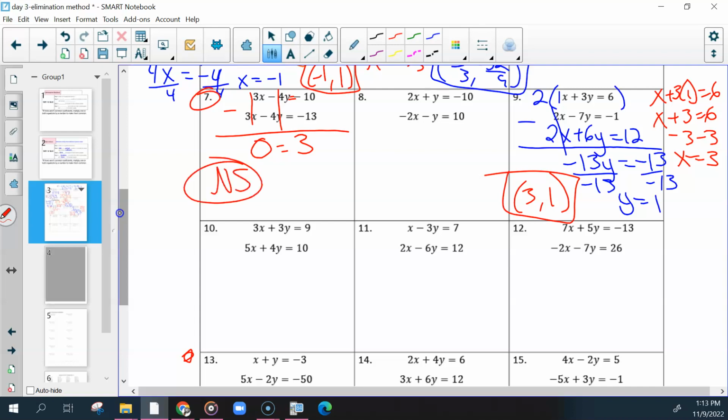Right. So you'll find out really quickly whether it's a no solution or infinitely many solutions because both of your variables will disappear. You'll be left with either a number equals a different number or the same number equals the same number. Any questions, concerns, confusion about that?